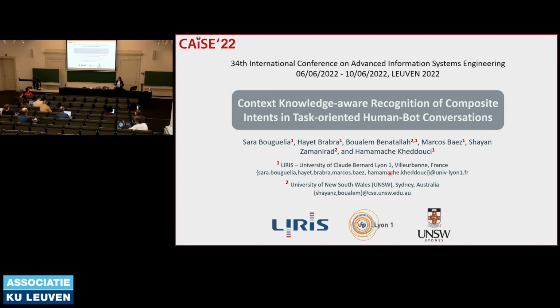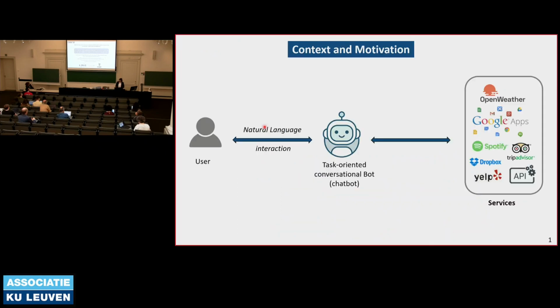And today I'm pleased to present you our work entitled Context Knowledge-Aware Recognition of Composite Intents in Task-Oriented Human-Bot Conversations. Task-oriented conversational bots, or let's call them chatbots, are systems that are widely used to understand user goals and to fulfill this goal by calling the appropriate backend service.